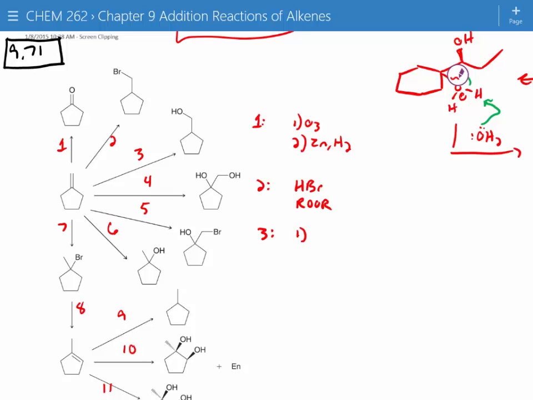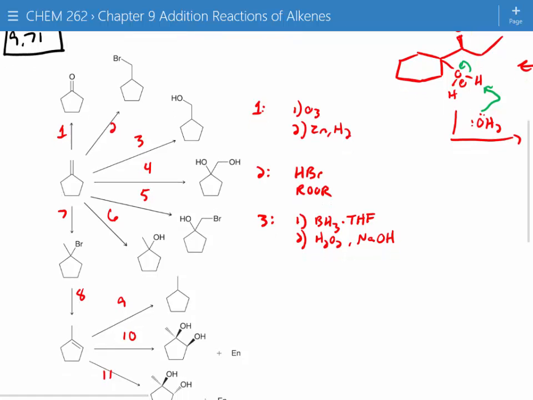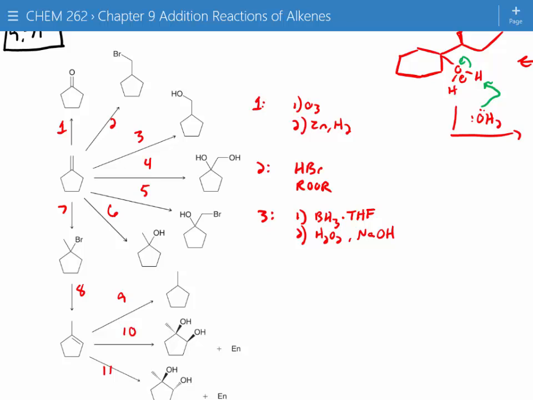This is a two-step reaction, so we've got BH3·THF for the first step. And then we've got peroxide and sodium hydroxide added in the second step. So like I mentioned before, the trick whenever you're trying to add to the anti-Markovnikov side is look for the peroxides, and remember that you need a peroxide in order to get an anti-Markovnikov addition. All right, what about reaction 4?